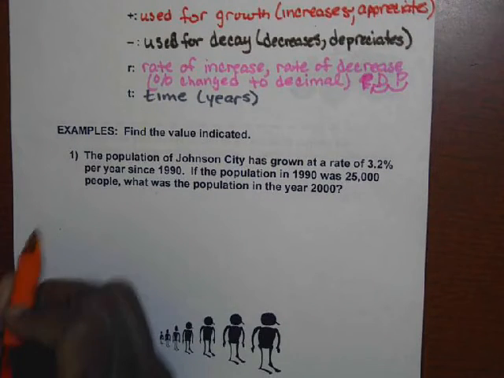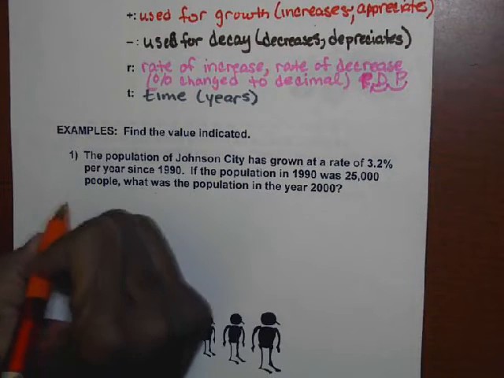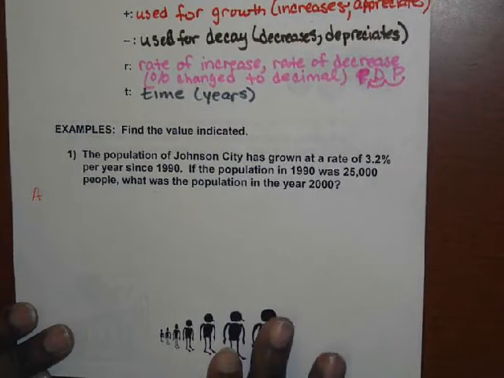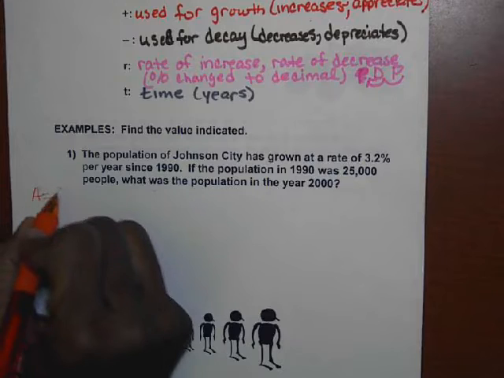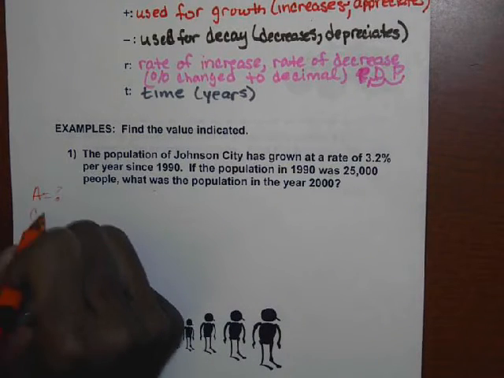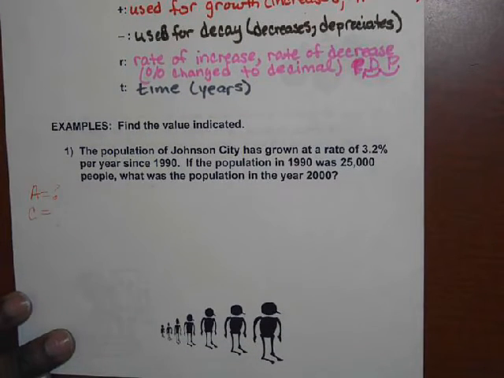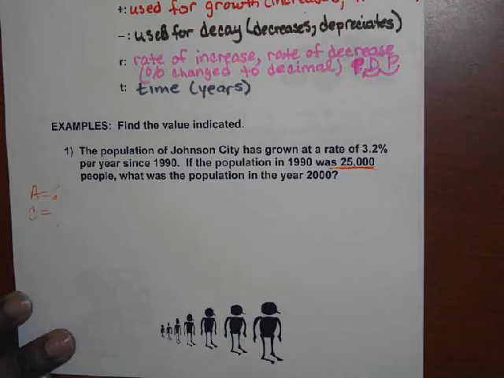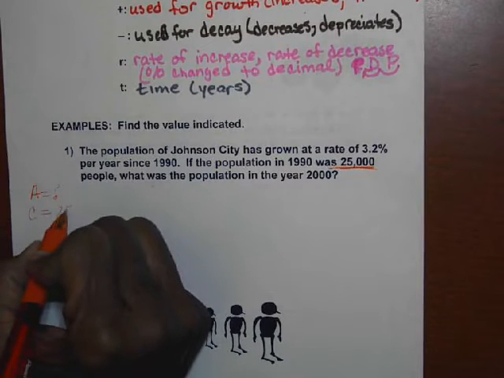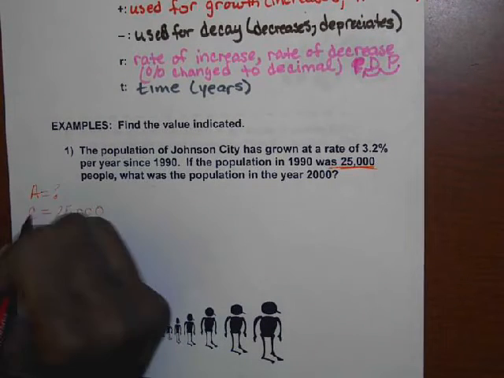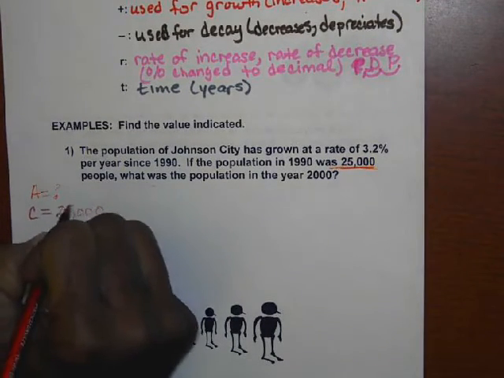So, do I know what A is? I don't know what that is yet. Okay? Do I know what our initial amount is? C? Do I know what that is? Our C, initial amount. That's 25,000. Okay. Let me change to a darker color here. So C is 25,000.